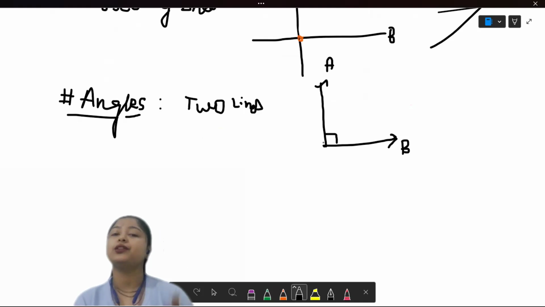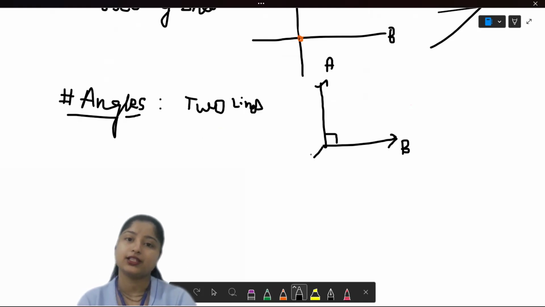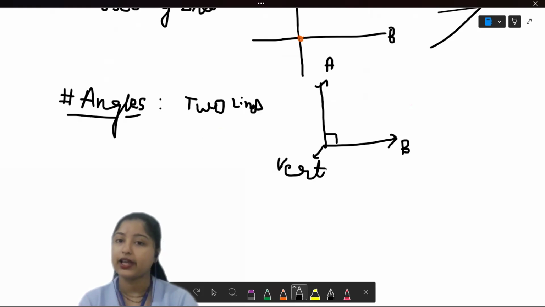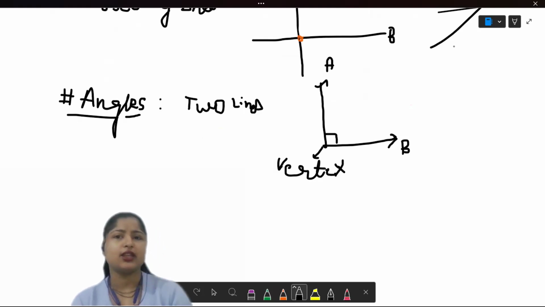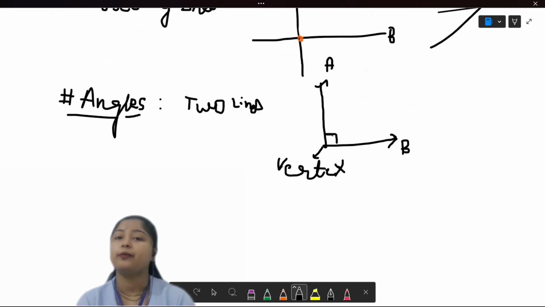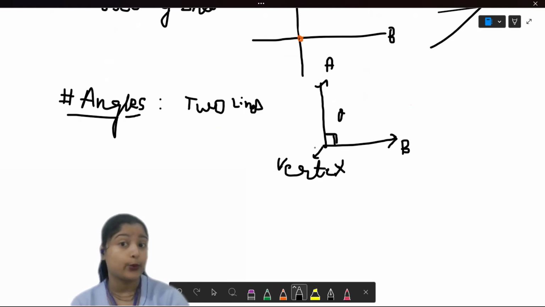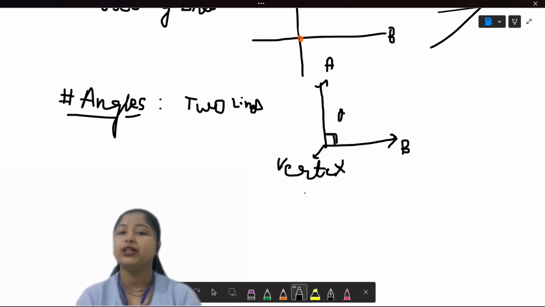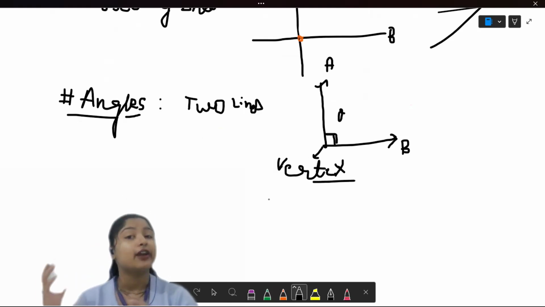Now, the point where the two lines meet, this point, we will call the vertex. This is the vertex of an angle, where two lines meet. That's called a vertex. These angles are nothing but special lines. When they meet, they form an angle. The point where they meet is called the vertex of it. Now, there are types of angles as well that we are going to do.